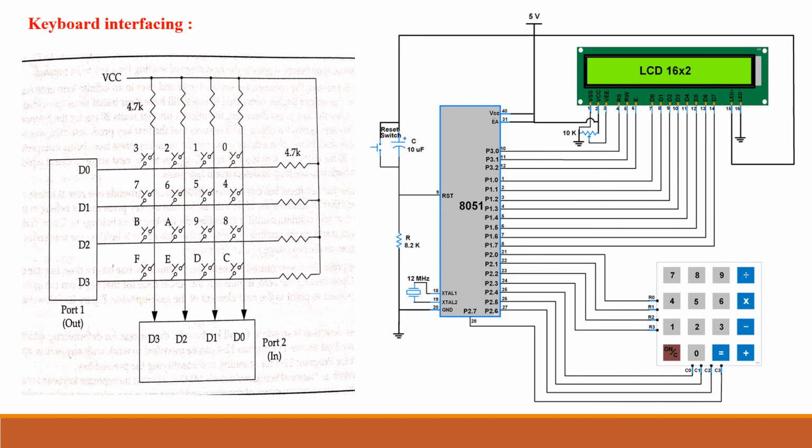Let's see the keyboard interfacing. Generally keyboards have rows and columns. Here the rows are connected to port 1 and the columns are connected to port 2. In between the rows and columns, keys are connected, and therefore it is called a keyboard matrix. The right hand side diagram shows the keyboard interface with it.